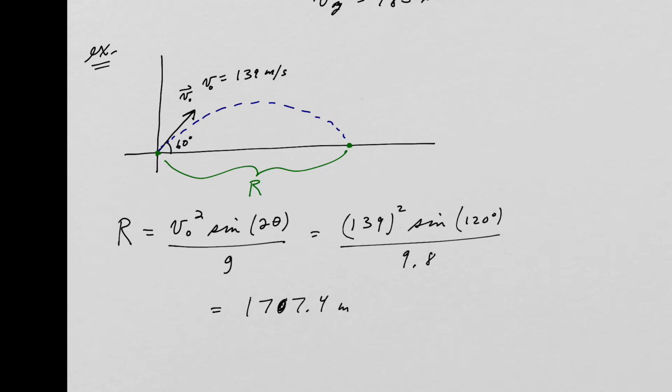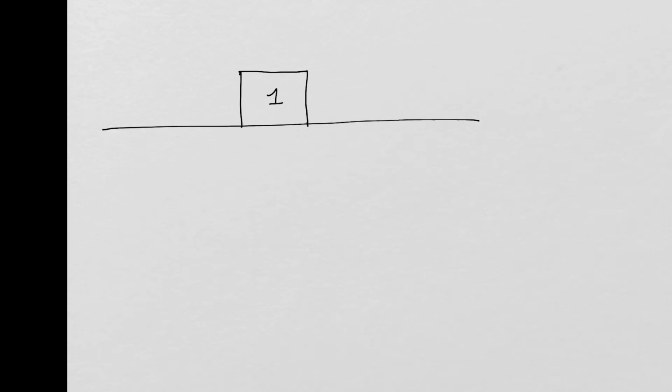Okay, here's another example. This is more on Newton's second law. Let's say we have two objects, right on top of one another, so in some ways you can think of it as a single object. We have a block, call that block 1, and then a second block resting on top of it, block 2.